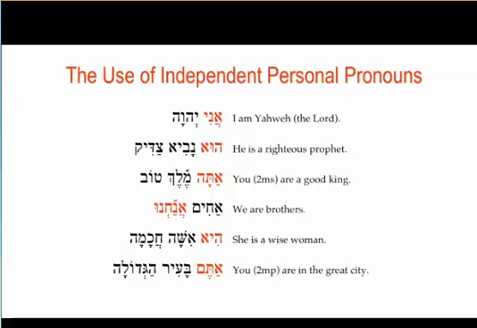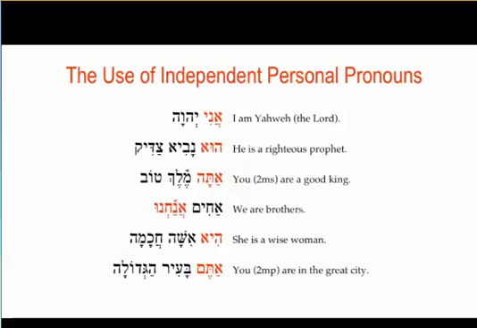Now, the examples on this page appear without verbs, and so it's this verbless clause category that we're going to look at. You'll see that in all of the examples listed on your screen, the independent personal pronouns are highlighted in red. All of the other words that appear are either adjectives or nouns. There are no verbs. Let's look at the first example, ani Yahweh. Now, there are only two words here in Hebrew. The independent personal pronoun ani, meaning I, and the proper name, the covenant name of God, Yahweh, sometimes translated the Lord.